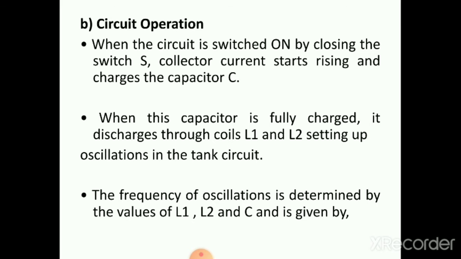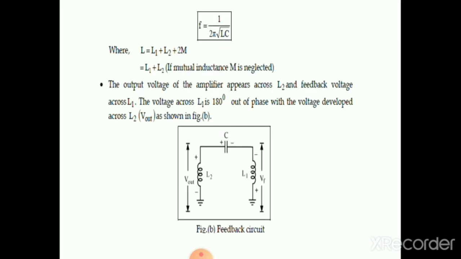F is equal to 1 by 2 pi root LC, where L is equal to L1 plus L2 plus 2M, or L1 plus L2 if mutual inductance M is neglected. The output voltage of the amplifier appears across L2 and feedback voltage across L1.